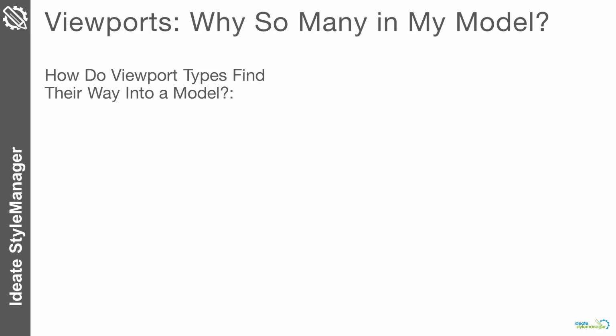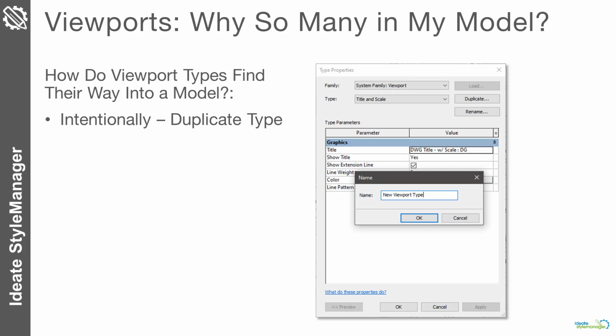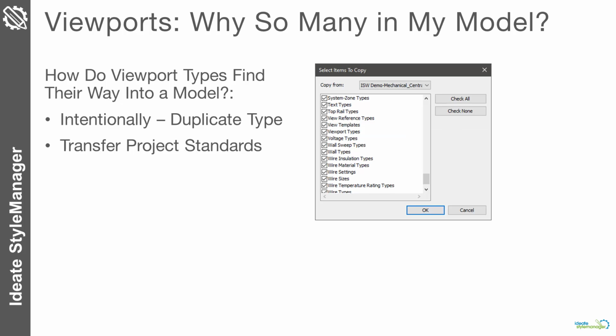If you've ever wondered how so many viewport types end up in your model, then here are some of the reasons how. For starters, intentionally. This is typically done by duplicating an existing viewport type to create a new viewport type, just like how other system families are created. Through the use of transfer project standards. Although Viewport Types is listed as its own category, other items under Transfer Project Standards will also bring in unwanted viewport types, such as schedules.